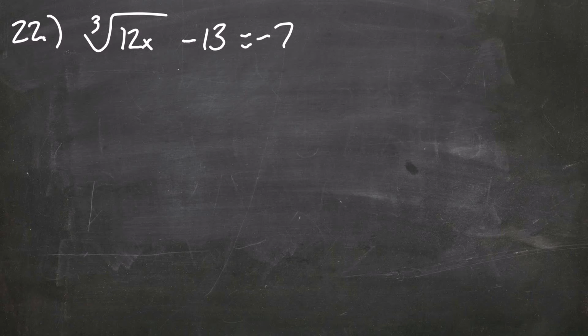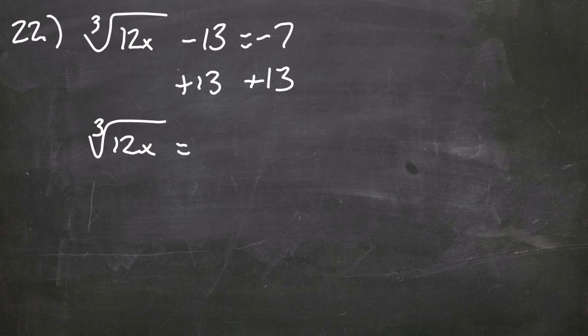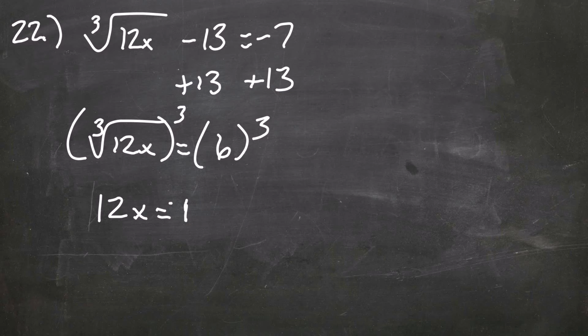Alright, 22. I have the cube root of 12x minus 13 equals negative 7. I have to get rid of everything by the radical, so I add 13 to both sides. I get the cube root of 12x equals 6. I cube both sides. Remember, because it's a cube root, I have to cube both sides. 12x equals 216. Divide by 12. I get x equals 18.